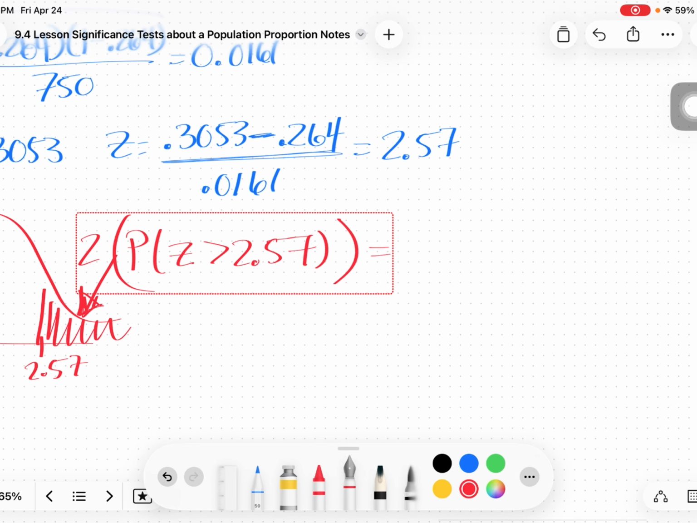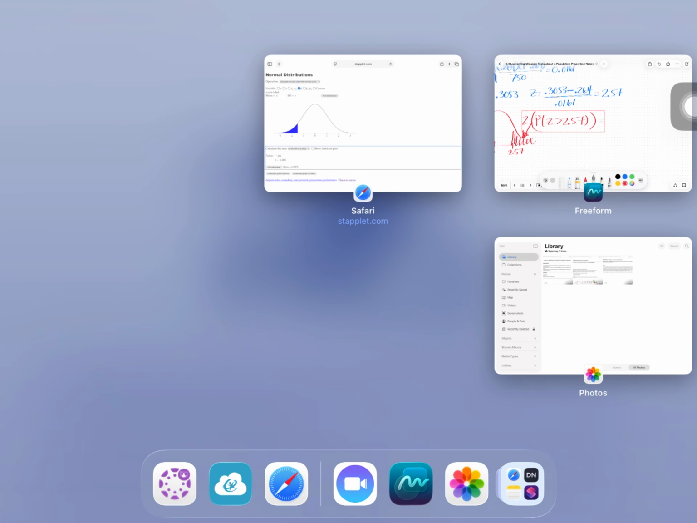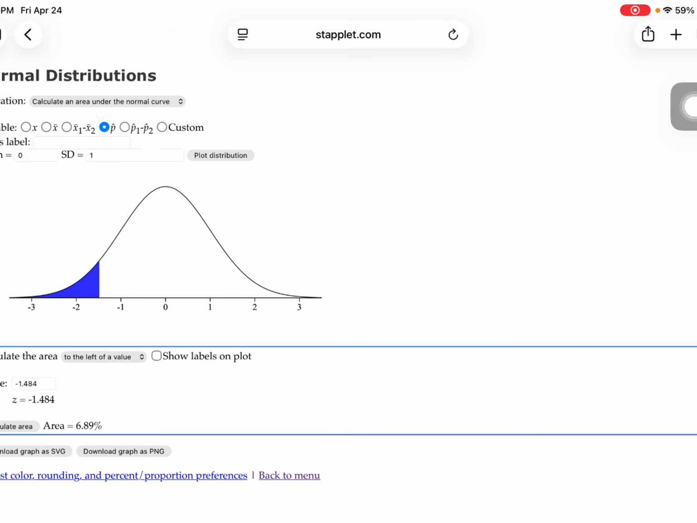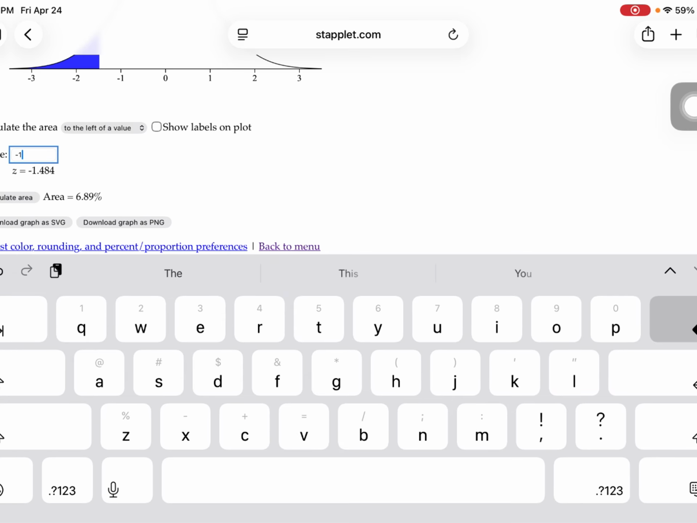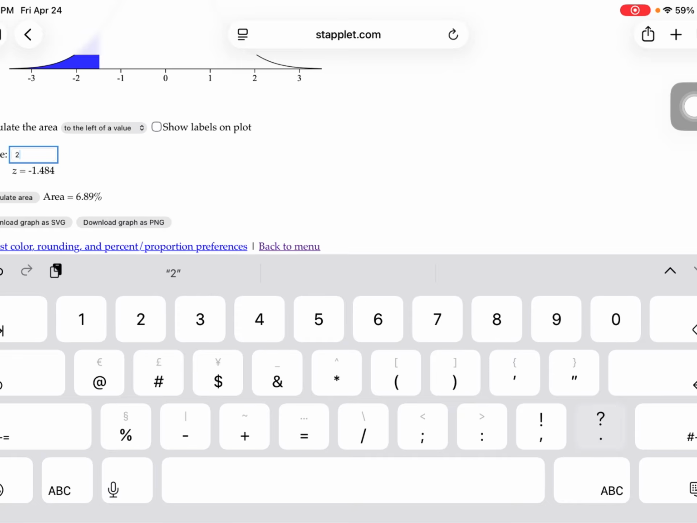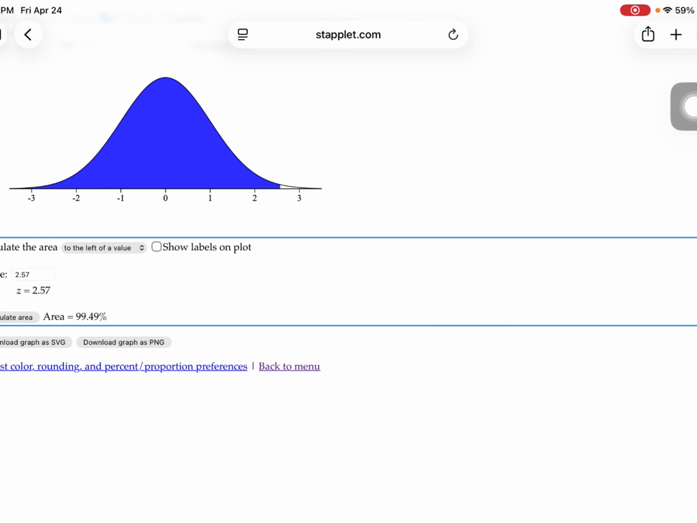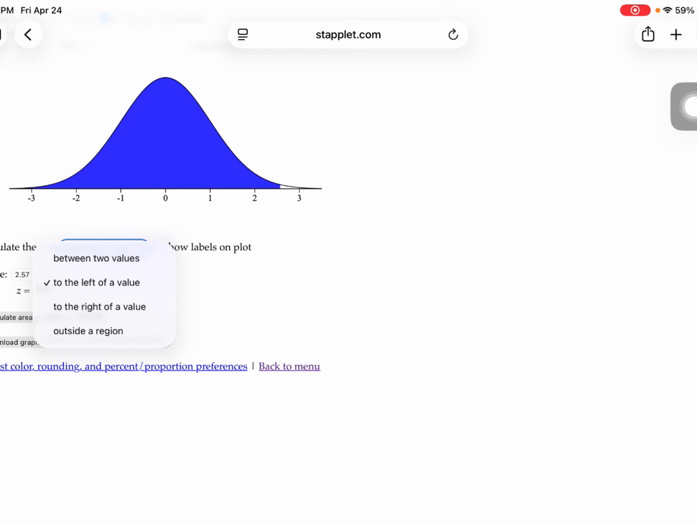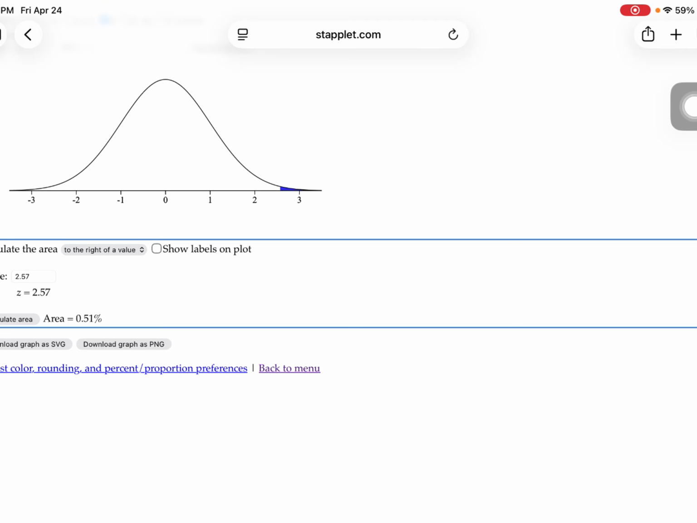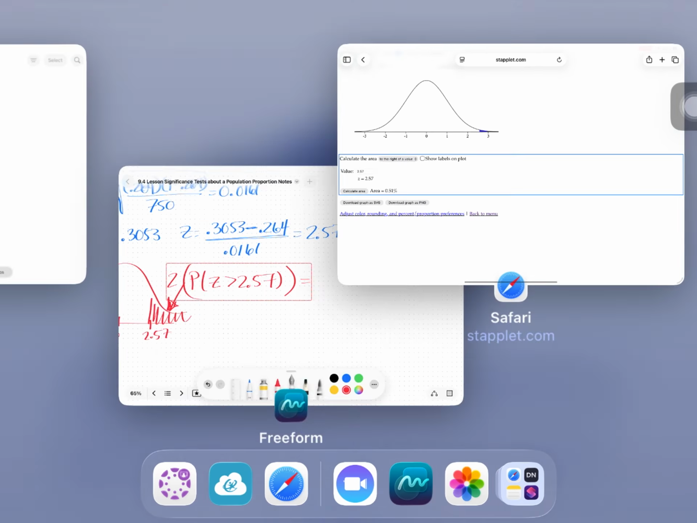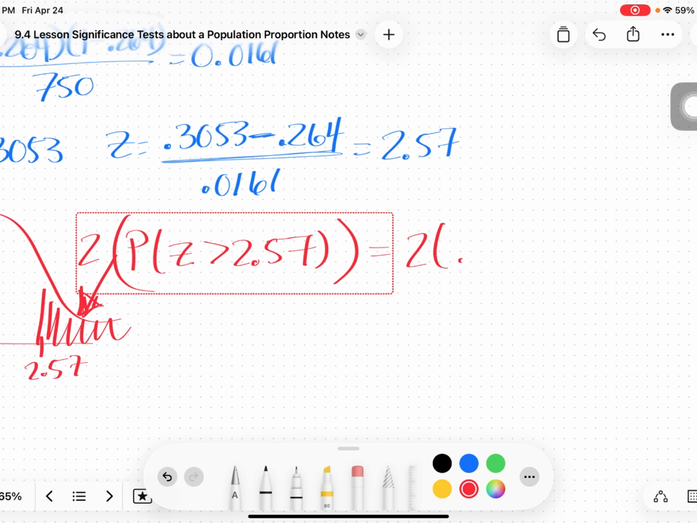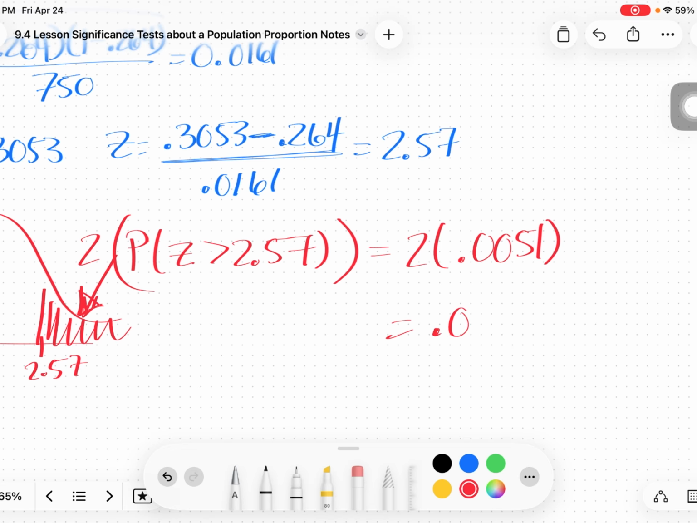p-value. And so in Statkey, if I go change this to 2.57, and I want to make it to the right, it's going to give me 0.51%, which is 0.0051, and we're going to multiply that by 2 to get our final p-value of 0.0102. Now our alpha value is 0.05.